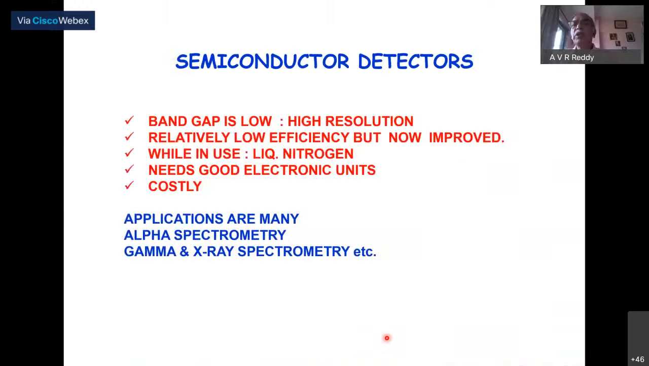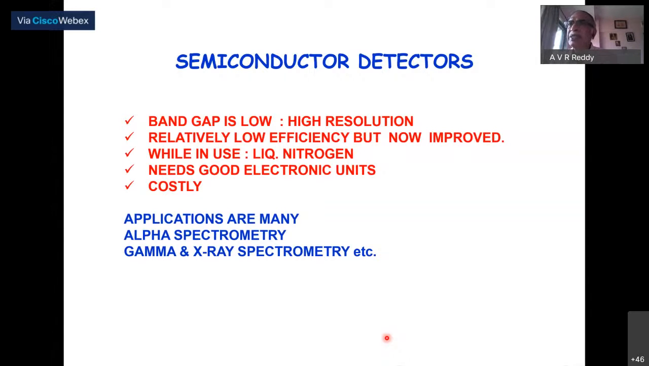Now let us move to the semiconductors. I don't want to give details, cannot give details in 1 hour. So here the band gap is low. What are the materials I just told? Germanium and silicon, the best semiconductors. For germanium, it is 0.69. I think for silicon, it is 1.01 eV.